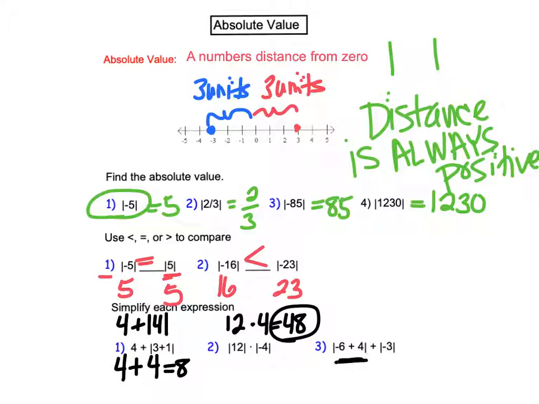Here I need to work inside this grouping symbol. I have negative 6 plus 4, that's a negative 2, plus the absolute value of a negative 3. Evaluate each of those. Once you do that, the bars go away and you are left with 5.